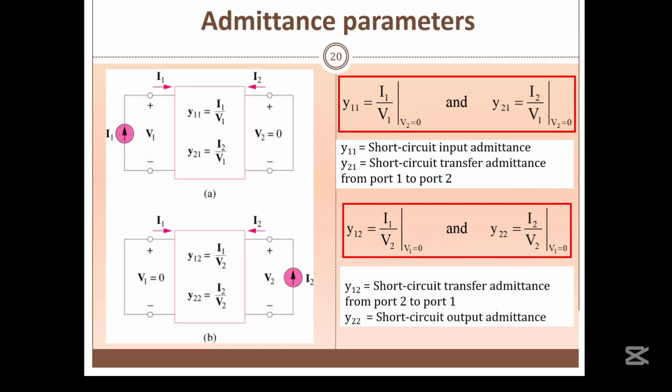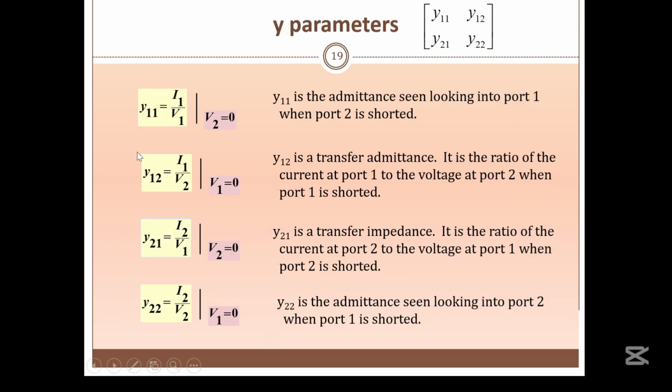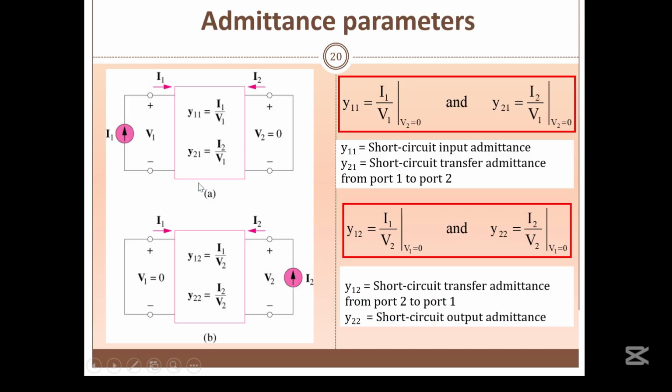This is similar to what I explained just now. V2 equals 0 means we need to short circuit the port. Why short circuit? It makes V2 equal to 0. Short circuit means you don't have any voltage drop here, no load. So if you measure with a multimeter, you will get a voltage drop of 0. That's the basic concept.